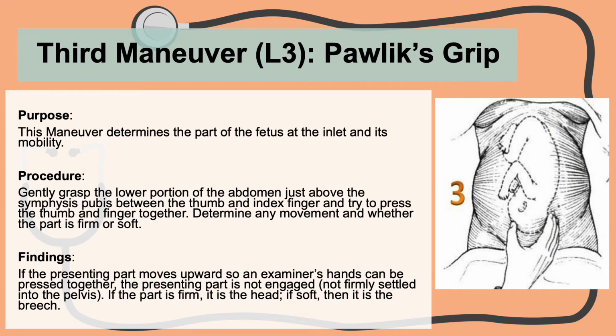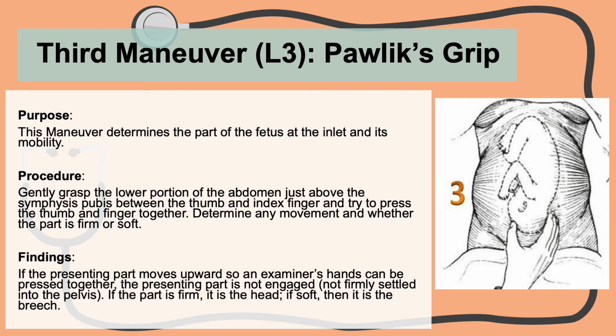The third maneuver, L3, is Pawlik's grip. The purpose of this is to determine the part of the fetus at the inlet and its mobility. For the procedure, you gently grasp the lower portion of the abdomen right above the symphysis pubis between the thumb and the index finger, and try to press the thumb and the finger together. This determines any kind of movement and whether the part is firm or soft.